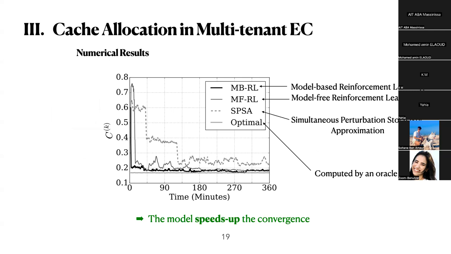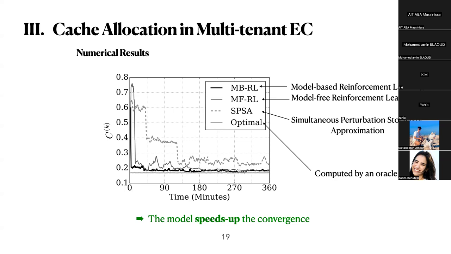I plot the instantaneous cost on the y-axis and the time in minutes on the x-axis. We compare our model-based reinforcement learning approach with the model-free approach, simultaneous perturbation stochastic approximation, which is a state-of-the-art method, and the optimal that we compute knowing all the system parameters, such as the catalog and the arrival rates, assuming that we know everything. The figure shows that our algorithm, in bold black here, converges very fast to an allocation close to the optimal one, and faster than the model-free approach.